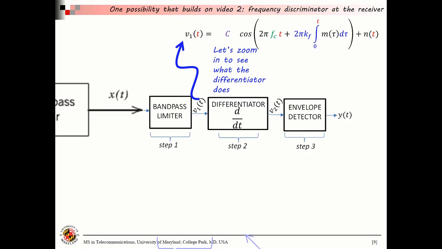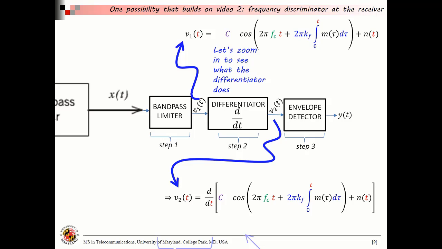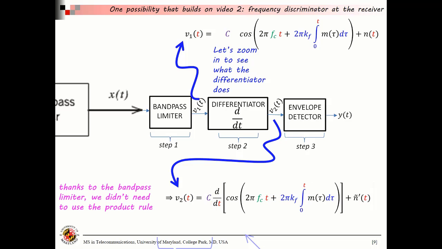The output of the differentiator is simply the derivative with respect to time of the output of the bandpass limiter, v1 of t. Now we see the benefit of the bandpass limiter because c is a known constant, and due to the linearity of differentiation, it can just be brought out of the derivative.